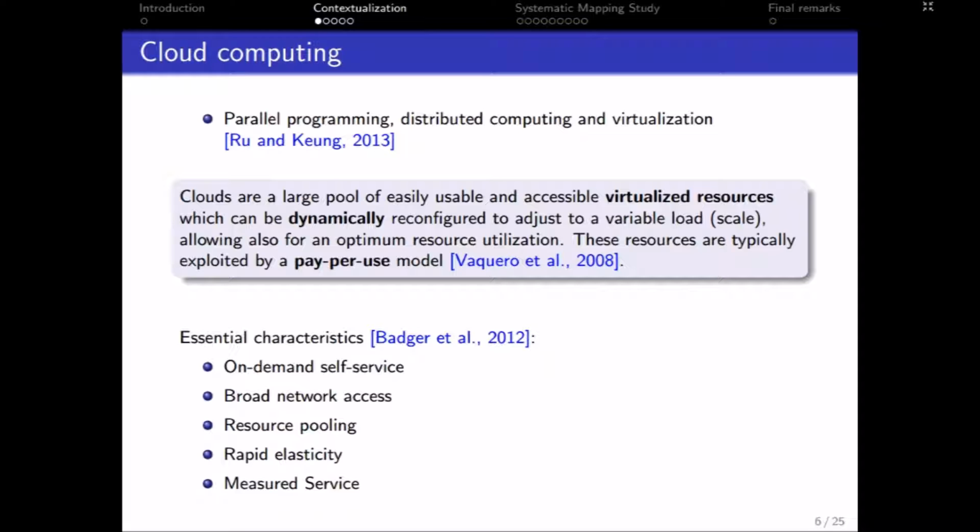Resource pooling. The provider's computing resources are pooled to serve multiple consumers using a multi-tenant model. Rapid elasticity. Capabilities can be rapidly and elastically provisioned, in some cases automatically. Measured service. Cloud systems automatically control and optimize resource use by leveraging metering capability to the type of service.